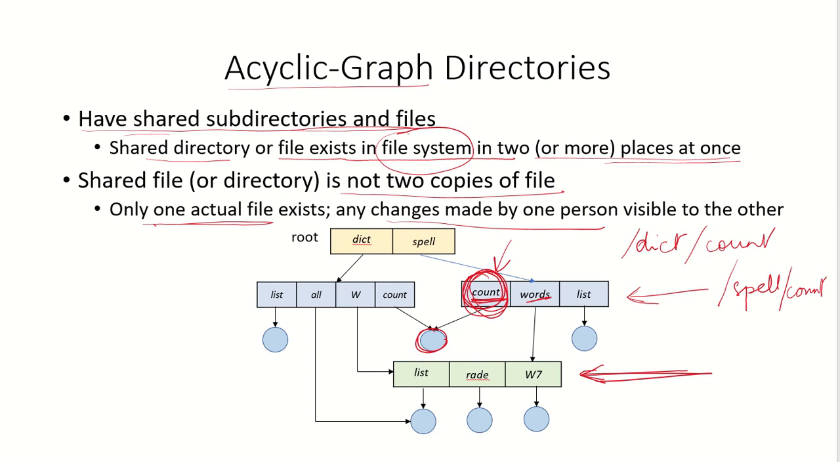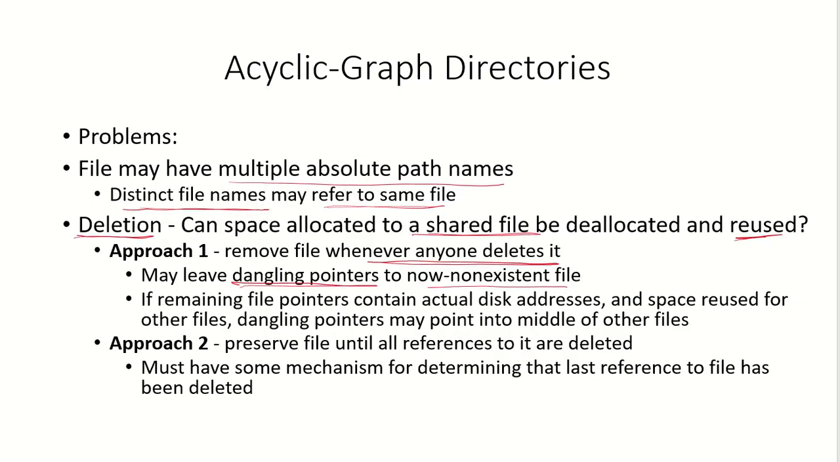Suppose this user over here wants to delete this file. So this user has deleted the file and this file no longer exists, but this pointer is already there in the other subdirectory, which is now pointing nowhere. So it is pointing to some file which now does not exist. If these remaining file pointers contain actual disk addresses, and the space at this disk address is now, suppose, used for some other file, then this dangling pointer will actually be pointing to some other file.